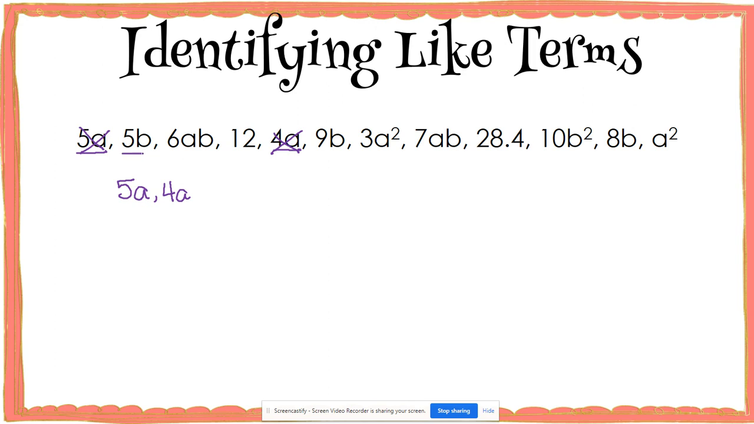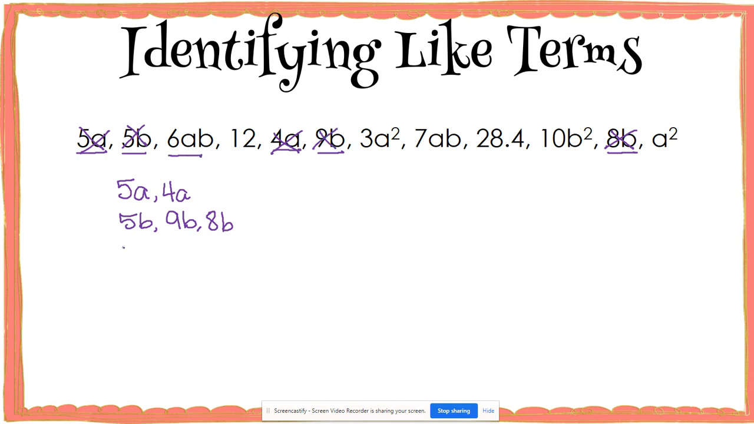Now let's look at 5b. To find like terms for 5b, I need to find terms that have a b as the variable, and that's it. So 6ab has the b as a variable, but it also has a, so it's not a like term. Then 12 is a constant, so it's not a like term. But then I have 9b, and that does have b for a variable, and that's it. So I know that I have 5b and 9b that are like terms. And then I have 3a to the second, 7ab, 28.4, 10b to the second. Again, this has b, but this second power means that it's being raised to a different power, so they're not like terms. Next, I have 8b, and this does have b, so this is also a like term. So 8b, 5b, and 9b are all like terms.